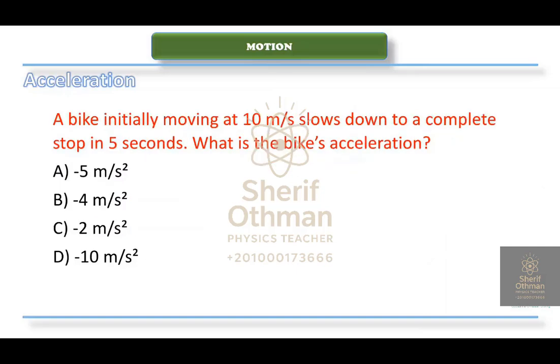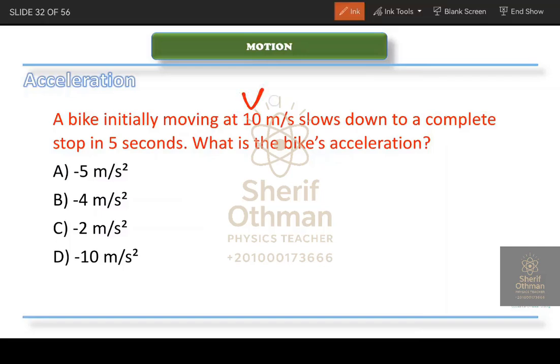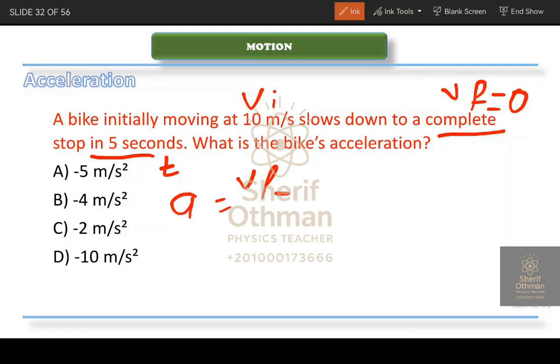A bike initially moving at 10 meters per second slows down to a complete stop in 5 seconds. The initial velocity is 10, while the final velocity is the complete stop, which is 0, and it stops during 5 seconds, which is the time. As we said before, A is equal to V final minus V initial over time.